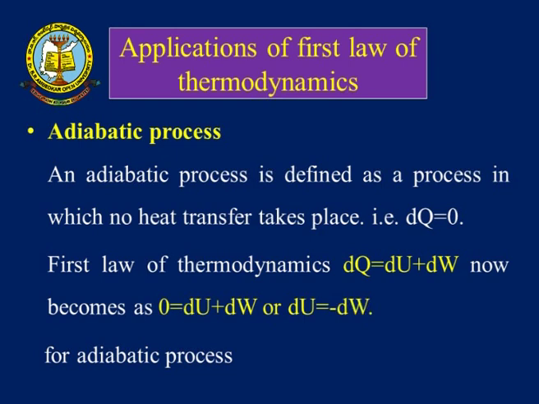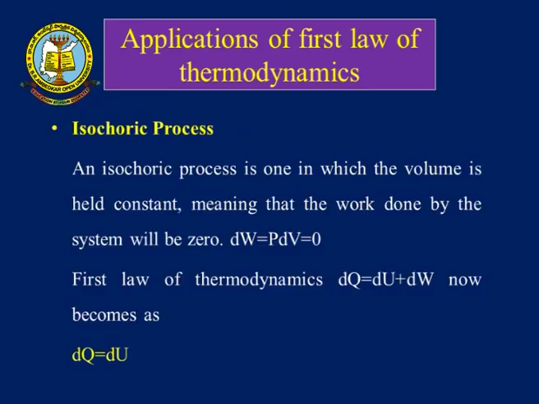So, in the adiabatic process, we can write the first law of thermodynamics as du is equal to minus dw. Next, we will move to another application of the first law of thermodynamics, which is the isochoric process. An isochoric process is one in which the volume remains constant throughout the process. That means, if the volume is constant, the work done by the system will be 0.